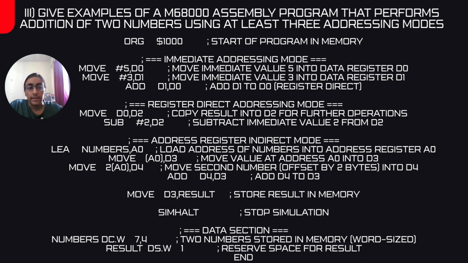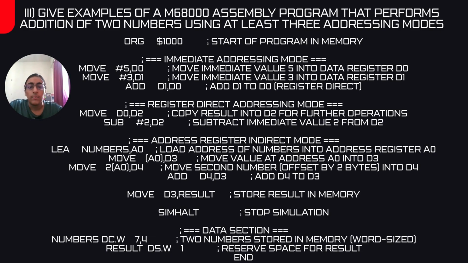Then ADD D1,D0 will make both operands registers, because both operands are counted as registers. So ADD D1,D0 will go into register direct addressing. Then we will copy the result into D2, MOVE D0,D2, and we will subtract with SUB #2,D2, and this will also be under immediate mode.